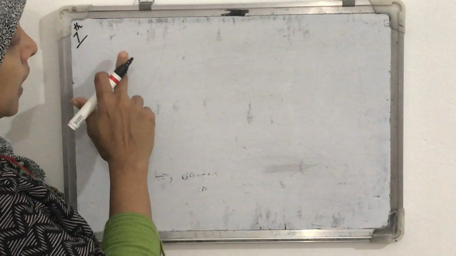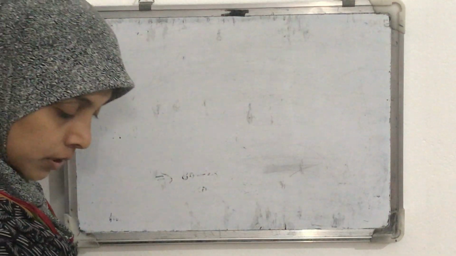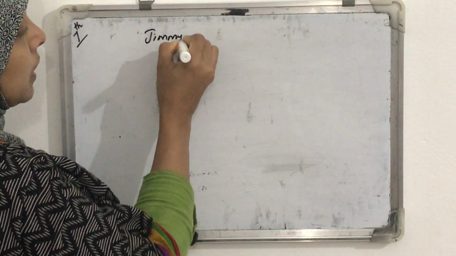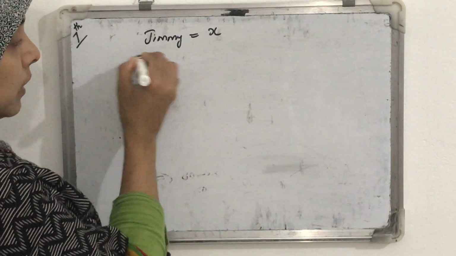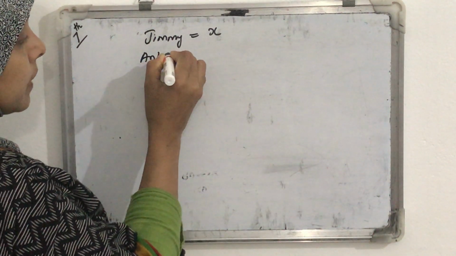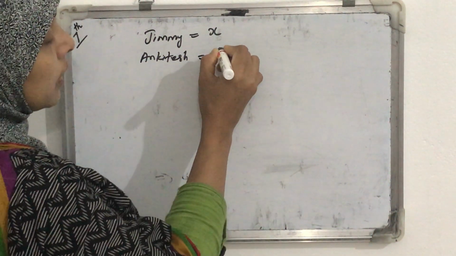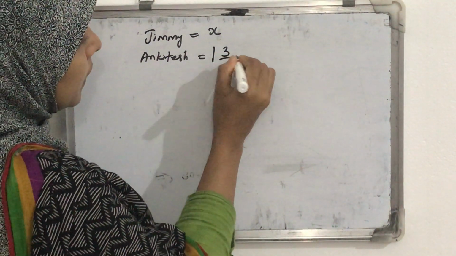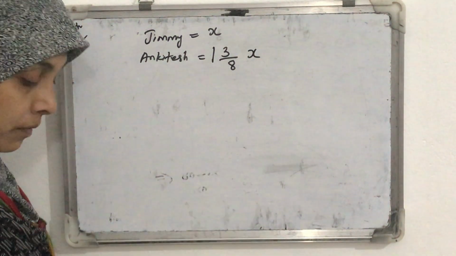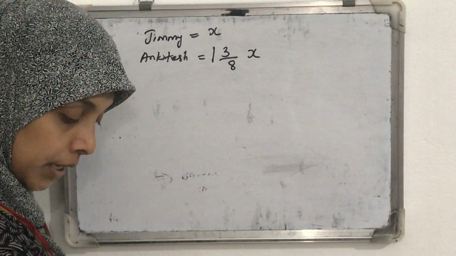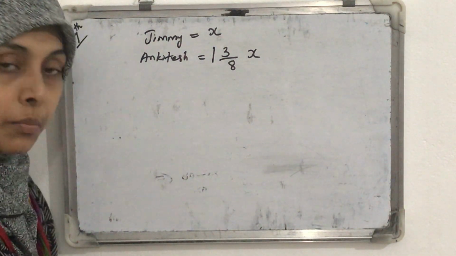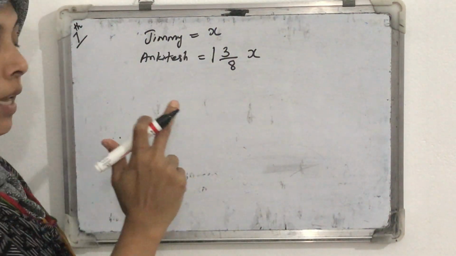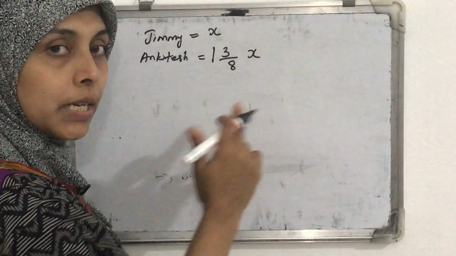First, let the ticket sold by Jimmy equal X. Then what will be the ticket sold by Ankitesh? It will be 1 3 by 8 X. From the statement that Ankitesh sold 1 3 by 8 times as much as Jimmy sold, we can write this: if Jimmy sold X tickets, then Ankitesh sold 1 3 by 8 X tickets.